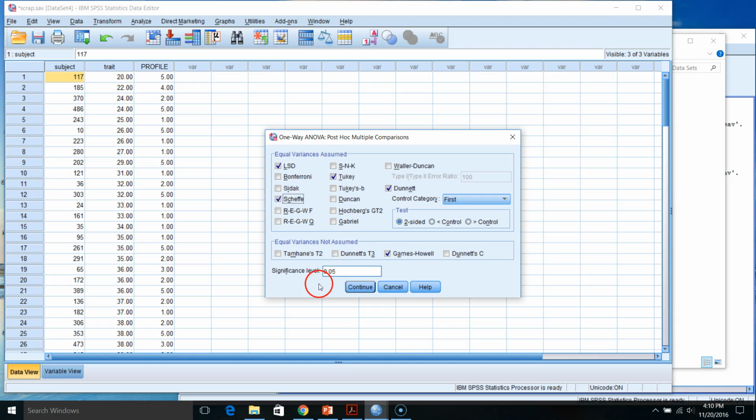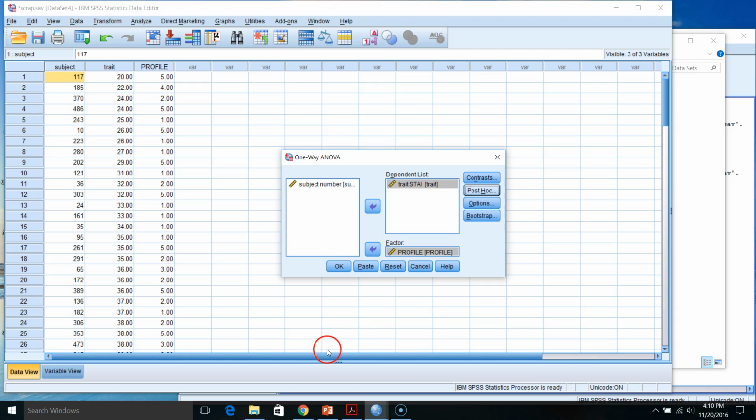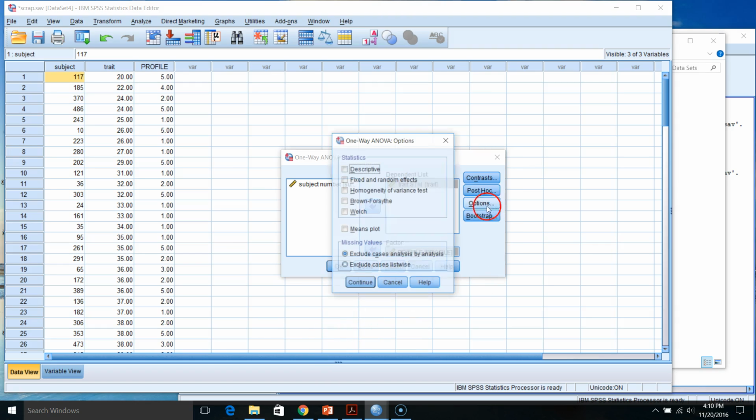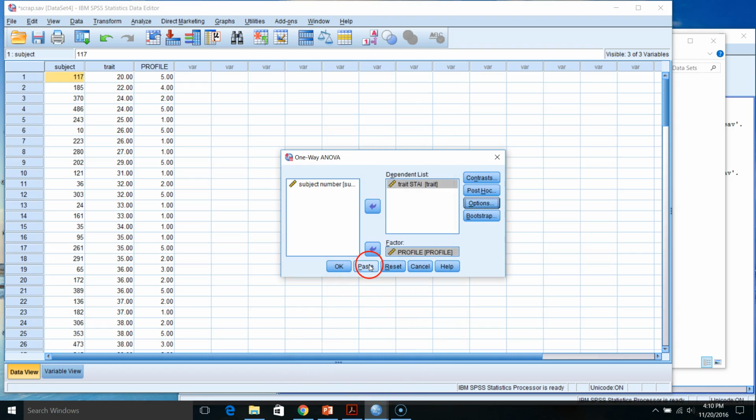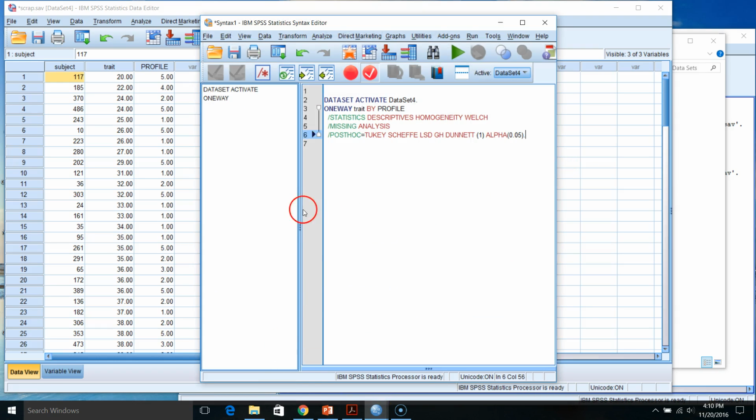And then Scheffé, even though we won't ever use that because it's far too conservative, but we'll go through and take a look and see what's going on there. So that's 5. I think that gets us all. Significance level, we'll keep it at 0.05, but you could adjust it there if you wanted. We're going to hit continue. Okay, going to go to options. We'll ask for descriptives, homogeneity of variance, our Welch's test, as we had before, and then we're going to hit continue there. We'll paste it.